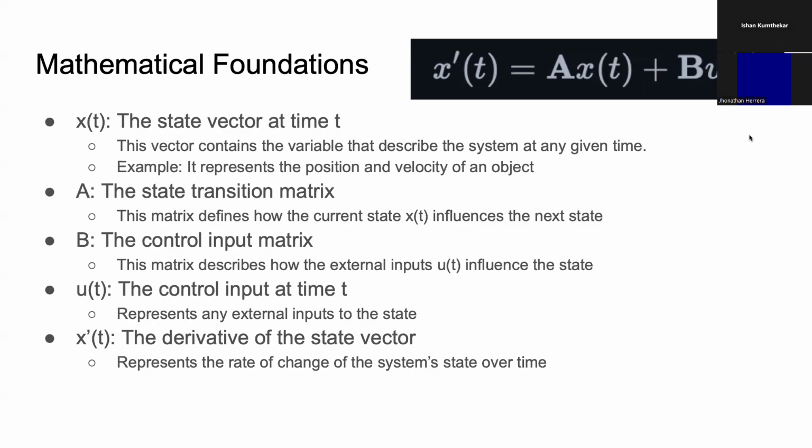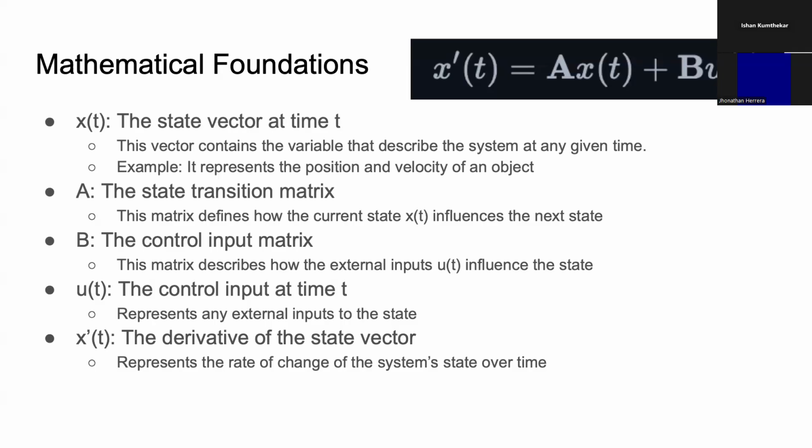A is a state transition matrix. This matrix defines how the current state x influences the next state. You can see this vector and this matrix are combined right here. B is a control input matrix. This matrix describes how the external input u influences the state, and u is the input at time t. They are all multiplied together, and when you add them, that will represent x prime, the derivative of the state vector. So this shows the rate of change of the current state.